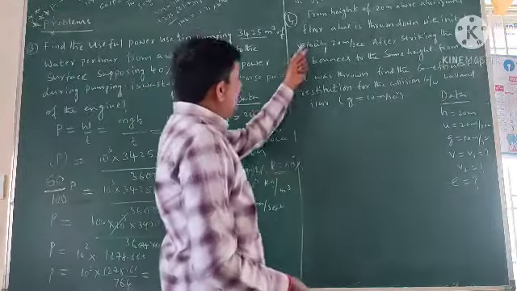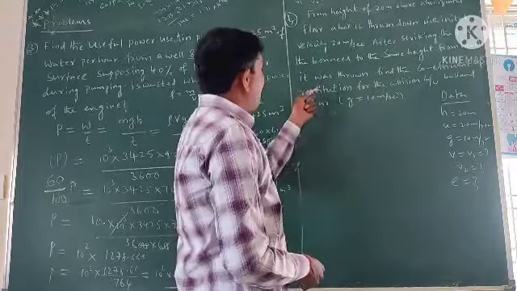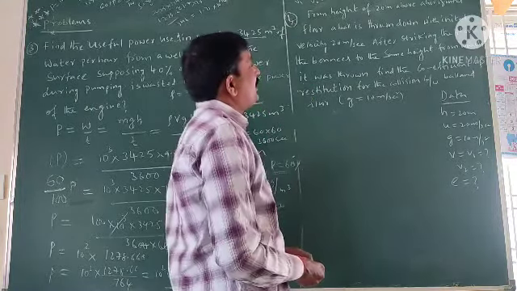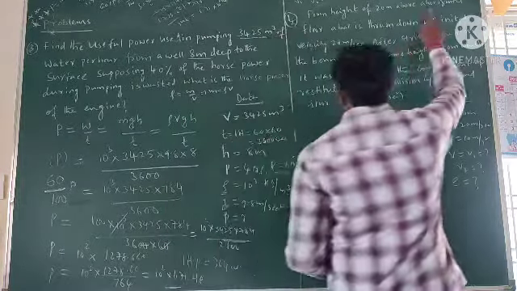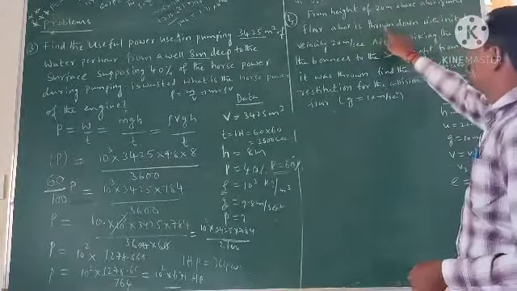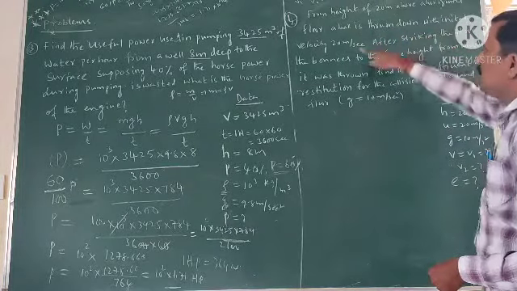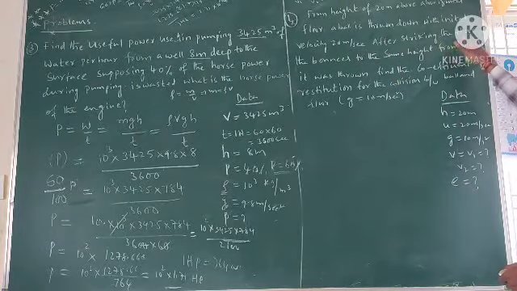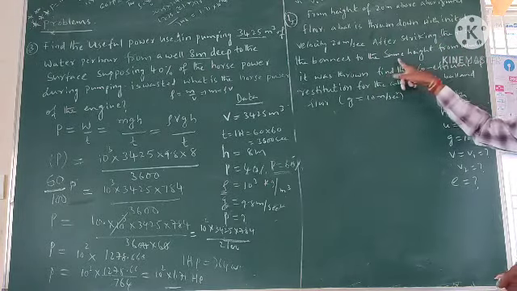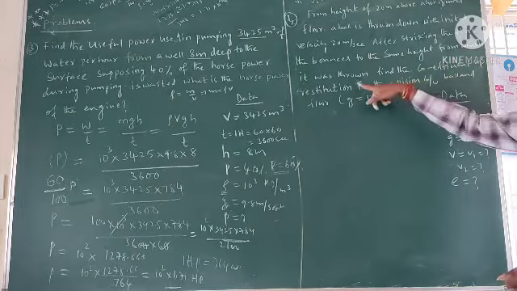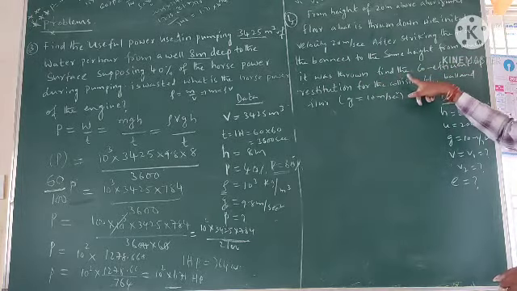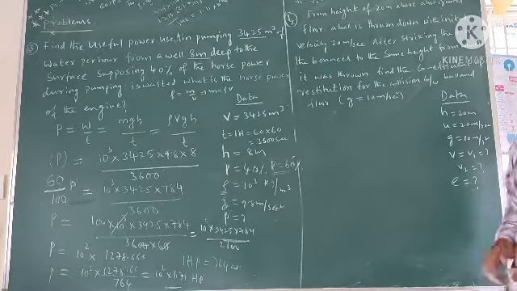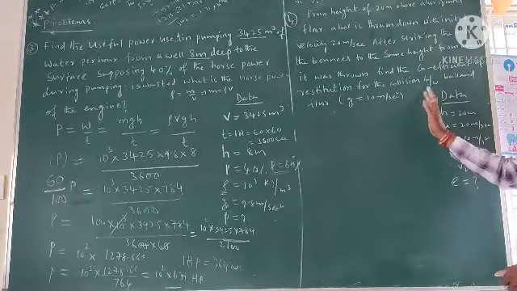Next problem, on coefficient of restitution. From a height of 20 meter above a horizontal floor, a ball is thrown down with an initial velocity of 20 meters per second. After striking the floor, it bounces to the same height from which it was thrown. Find the coefficient of restitution for the collision between ball and floor.